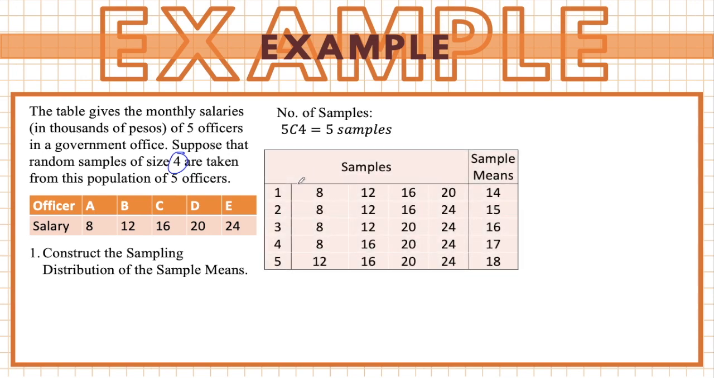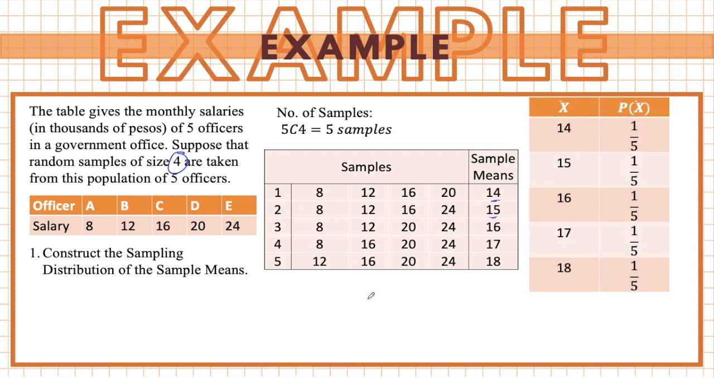And then we list down our 5 samples. And then we get the sample means, or the average of each sample. So that's 8 plus 12 plus 16 plus 20 divided by 4. The answer is 14. 8 plus 12 plus 16 plus 24 divided by 4, that will be 15, and so on. And then we construct the sampling distribution of the sample means, again listing all the sample means from lowest to highest and getting the probability of each.